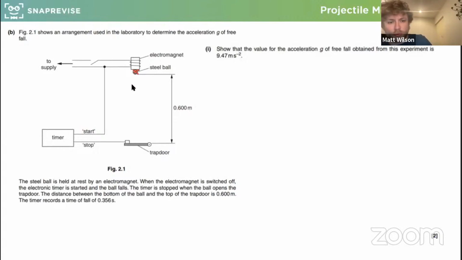So here's the ball. It's going to fall. It's going to eventually crash into the trapdoor, making it open. The distance between the bottom of the ball and the top of the trapdoor is 0.6 meters, and that's all in the diagram. The timer records this time of fall. Show that the value of acceleration g for the free fall obtained in this experiment is 9.47 meters per second squared. Well, this is going to be a classic SUVAT equation question.